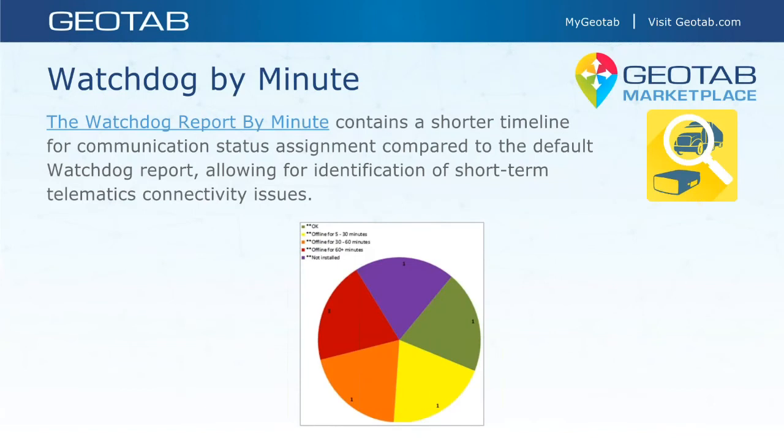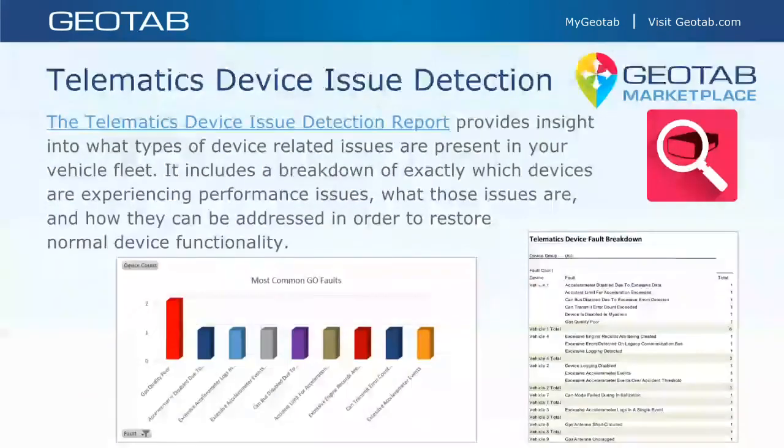There's also the Watchdog by Minute reports. The standard database Watchdog report we were looking at was based on time periods of days. This is looking by minute, so it's a much shorter timeline: offline for 5 to 30, 30 to 60, or 60 minutes or more. This is designed to help with short-term telematics connectivity issues. Leading into the telematics device issue detection report.